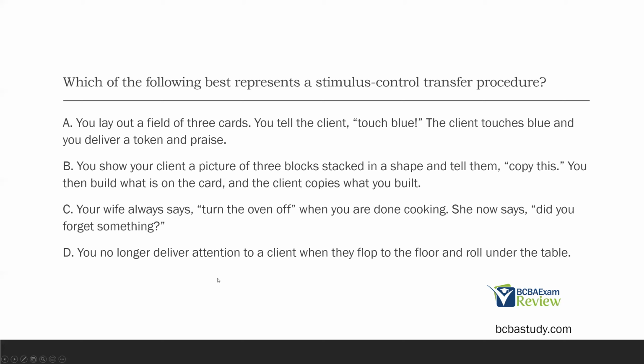So D, you no longer deliver attention to a client when they flop to the floor and roll under the table. This sounds more like extinction than anything, right? We're not transferring control of anything. It sounds like we're withholding reinforcement for flopping under the table. So we can eliminate D. Our best answer of trying to transfer control from stimulus to stimulus is C, from the SD of turn the oven off to the SD of did you forget something? Again, very straightforward. Don't overthink stimulus control transfer procedure.